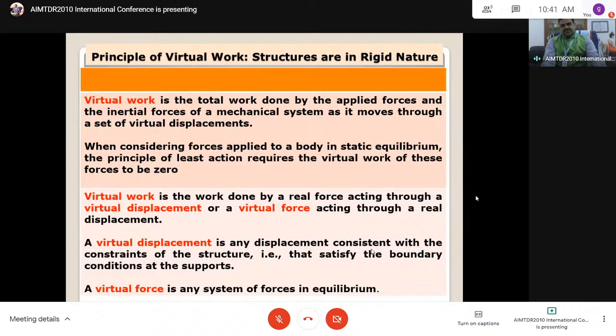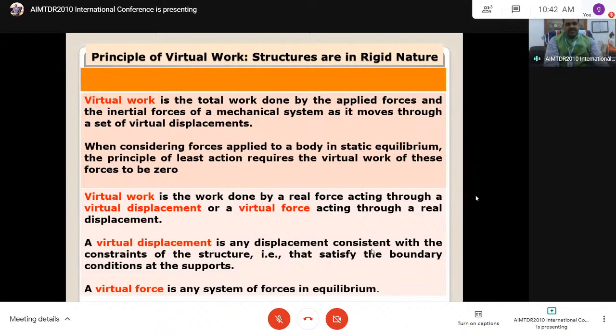When considering forces applied to a body in static equilibrium, the principle of least action requires the virtual work of these forces to be zero. The virtual work of these forces must be zero. Virtual work is the work done by the real forces acting through a virtual displacement or a virtual force acting through a real displacement. So this analogy is again very important. A real force acting through a virtual displacement or a virtual force acting through a real displacement. The vice versa condition is also valid.